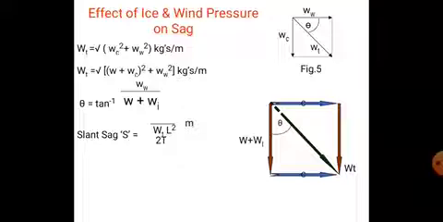Then the sag S is equal to omega L square by 8T, that is omega T L square by 8T. Omega T is nothing but the square root of (W plus WC) whole square plus (WW) whole square. So the vertical component of sag is S into cos theta, that is WT L square by 8T into cos theta.